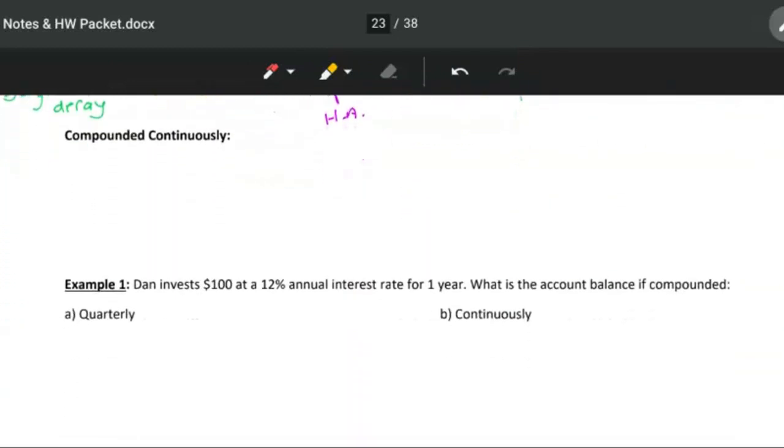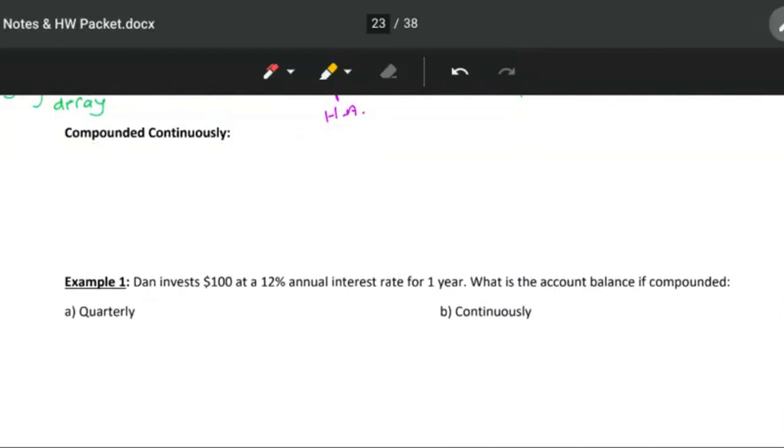Let's talk about compounded continuously. It has to do with interest. We recently talked about annual interest, when you get the interest once a year. Sometimes your interest can be compounded quarterly or monthly. Quarterly would be 4 times a year. Monthly would be 12 times a year. Compounded continuously is basically if you get that interest over and over again.